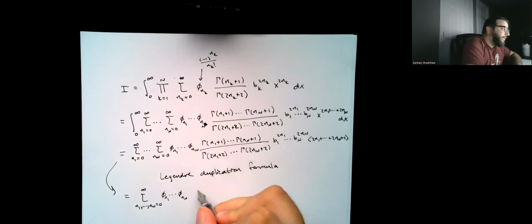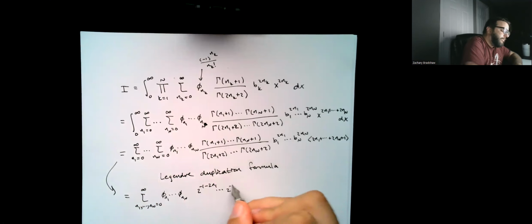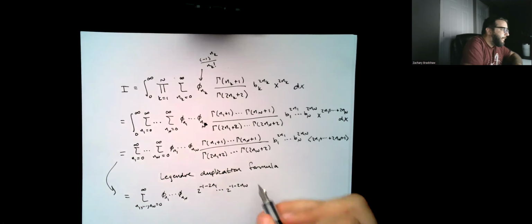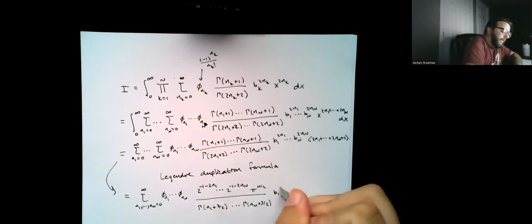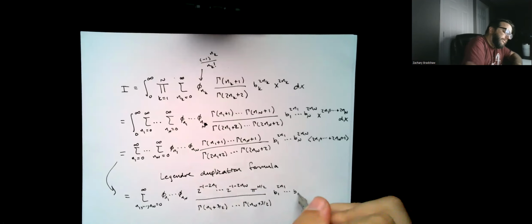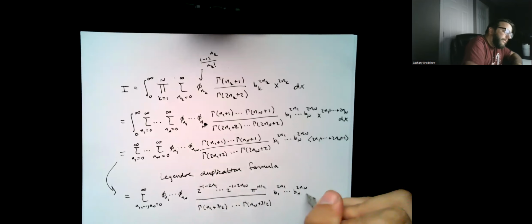And what the result will be is 2 to the minus 1 minus 2n1, through 2 to the minus 1 minus 2n capital N, and I'll pick up a pi to the capital N over 2. And the denominator will now be gamma of n1 plus 3 halves through gamma of n capital N plus 3 halves. And everything else will stay the same. So I encourage you to look up the Legendre duplication formula and work out this step for yourself.